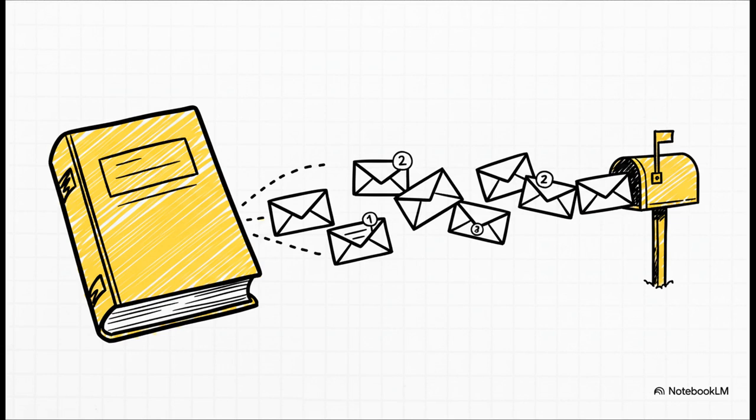Okay, imagine you're mailing a huge, heavy book. You wouldn't just try to cram it into one giant, flimsy envelope, right? No way. You'd break it down into chapters, you'd put each chapter in its own separate, numbered envelope, and then you'd mail them. That is exactly what the transport layer does. It breaks big files into small segments for a reliable trip.